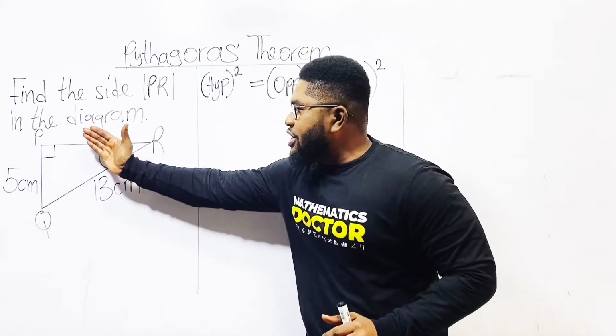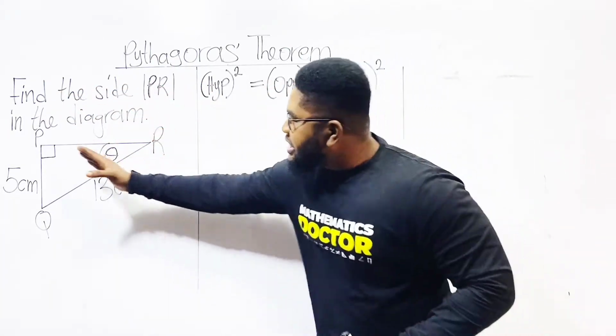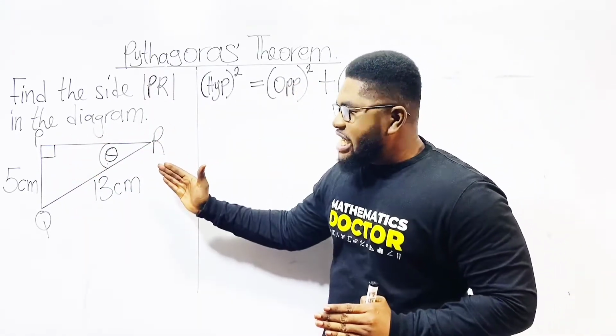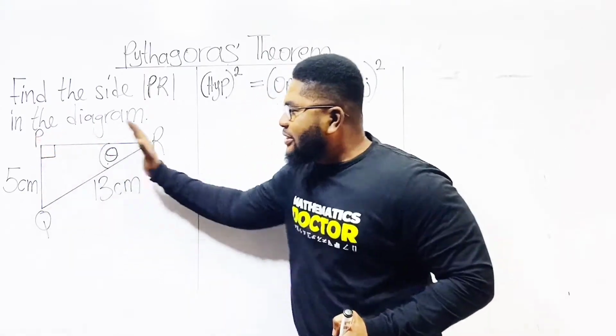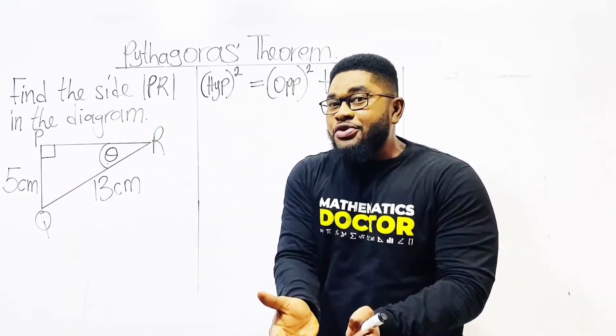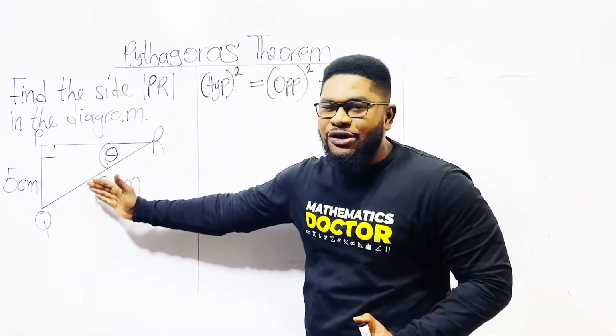Now in this question it reads, find the side PR in the diagram. Now this is PR up here and that is the diagram. This diagram is a right angle triangle because the triangle has 90 degrees as one of its interior angles. So 90 degrees for right angle, and the triangle having a right angle makes it a right angle triangle.